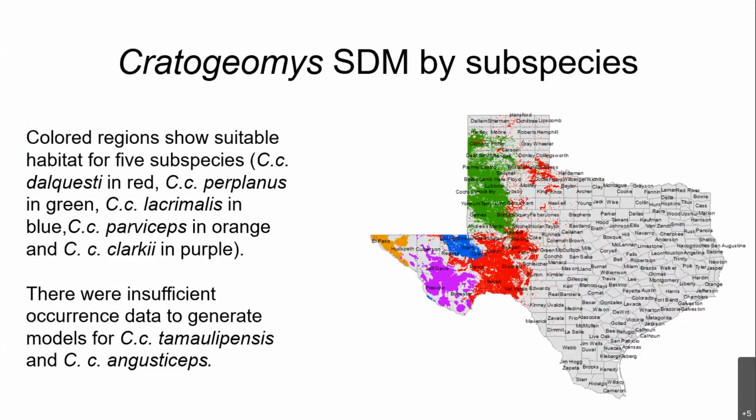There were insufficient occurrence data for tamaulipensis and angusticeps. Tamaulipensis has a locality down in Cameron County, while angusticeps is found in Maverick County, but you can't build an SDM on one locality.